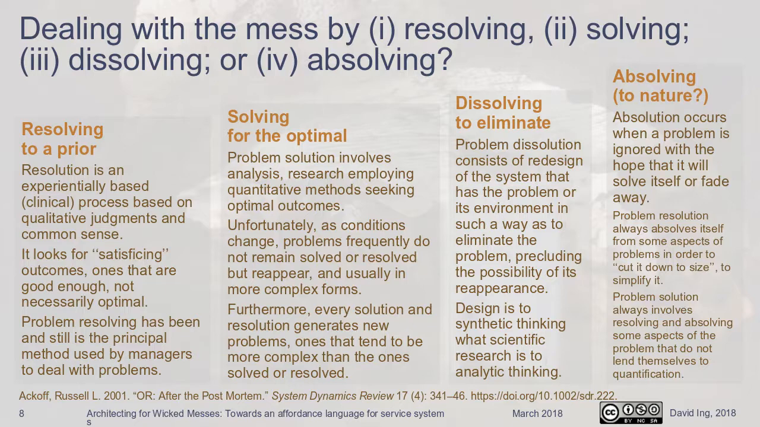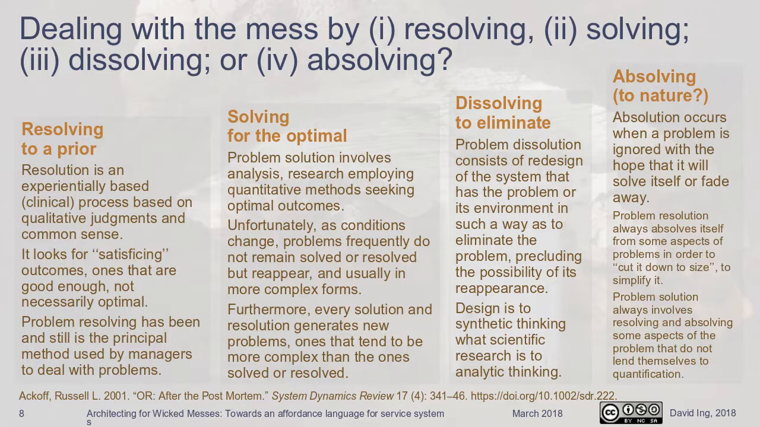Solving for the optimal. Okay, well, we'll try to negotiate with the two children so that they can share it and take turns, something like that, which may or may not work. Dissolving is to eliminate: you take away the toy. Now you have no problem because you've taken away the reason for the conflict. There's also one that Ackoff says we generally don't look at, but actually should look at more seriously, which is absolving, which is hoping the problem goes away.